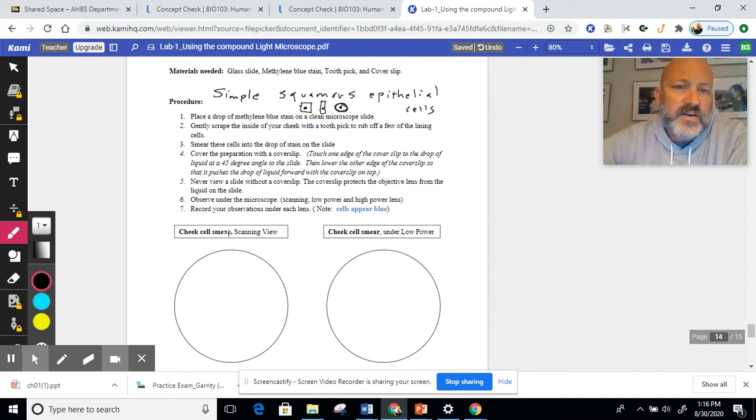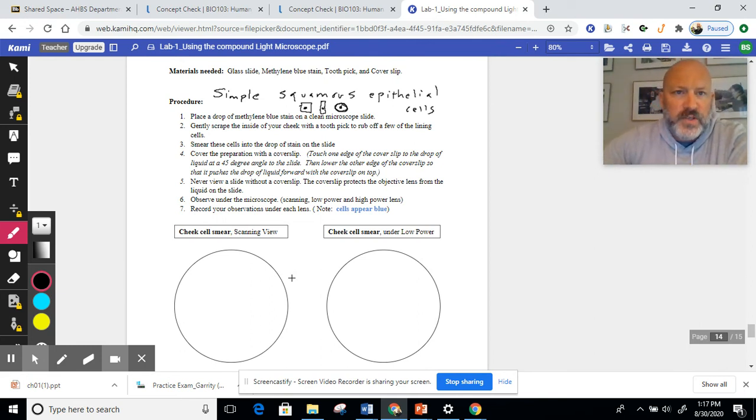Simple means that they're not stacked one on top of another, that they're arranged in singular levels. All right. So simple squamous epithelial cells are the cells that we're trying to harvest from our mouth.